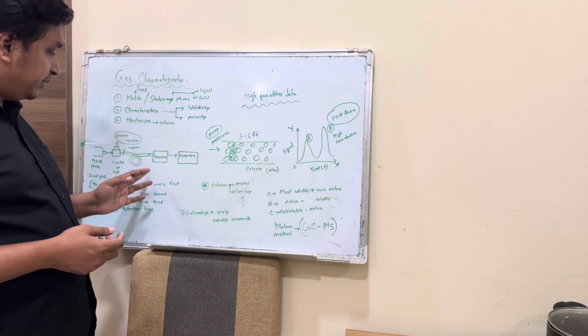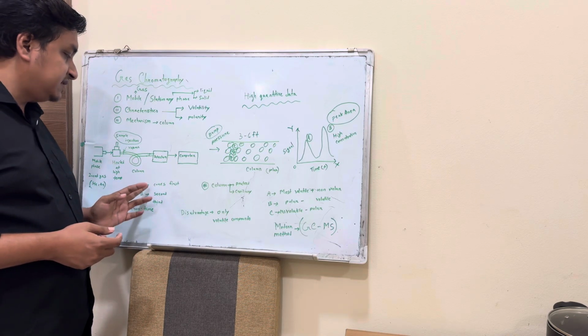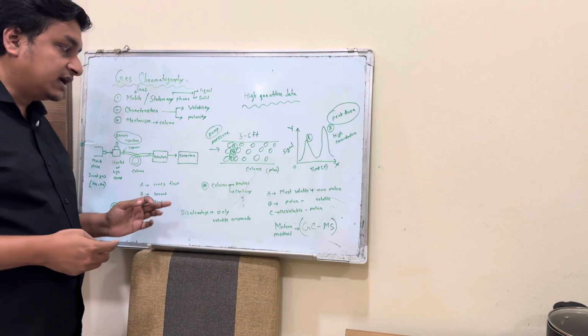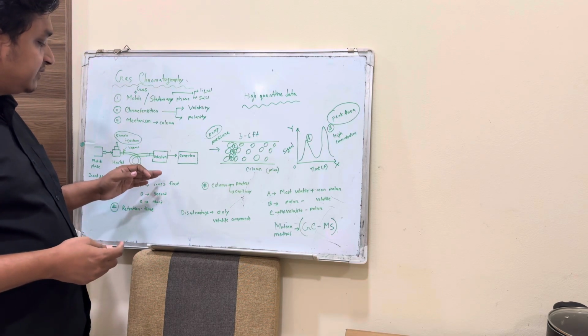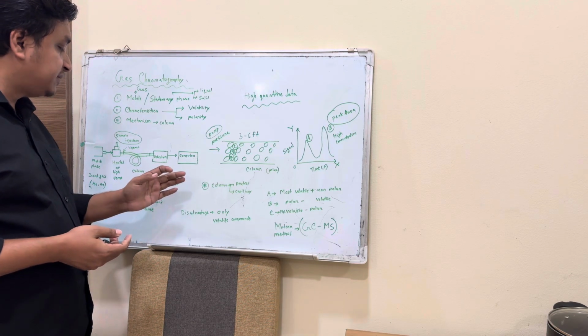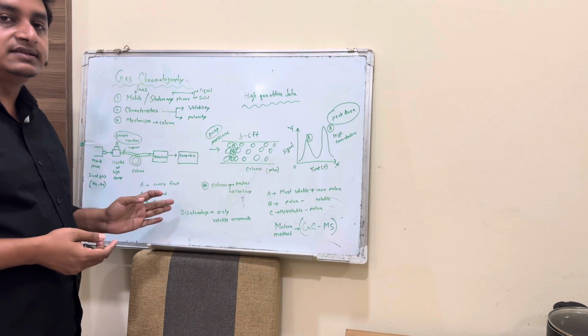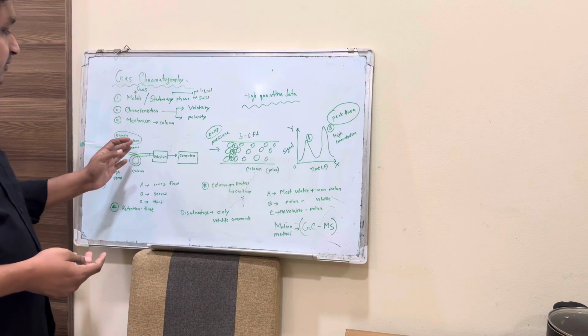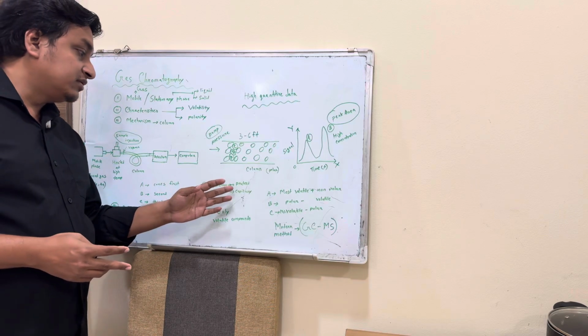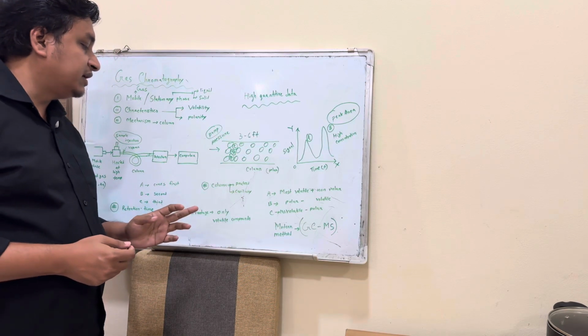So for example, we have three compounds, A, B, C. A comes first, B second, C third. So it can be classified like this. A has higher volatility, so it goes first, B is second, and C is third. So according to volatility, we can classify like this. And the column can be of two types, packed column and capillary column.